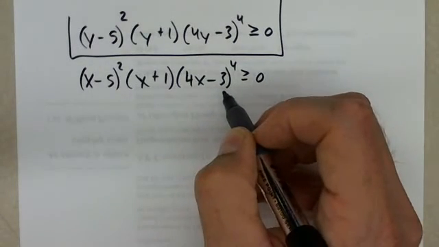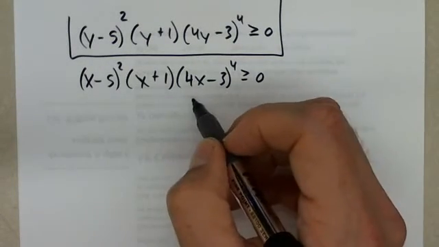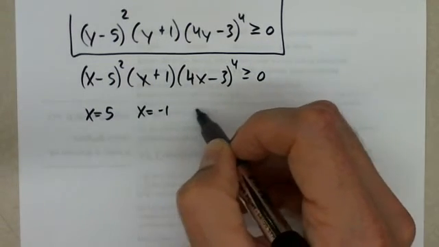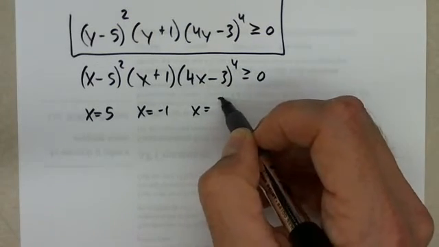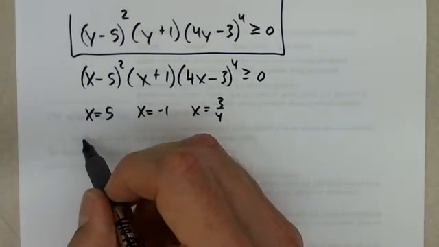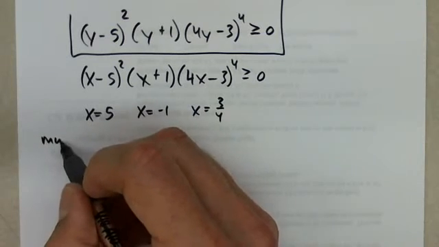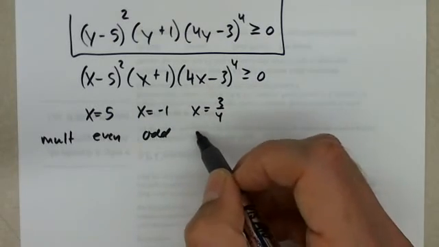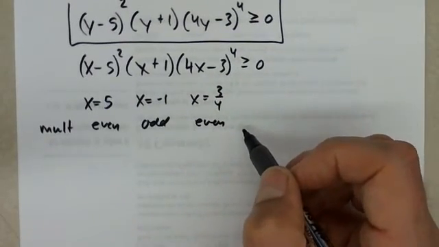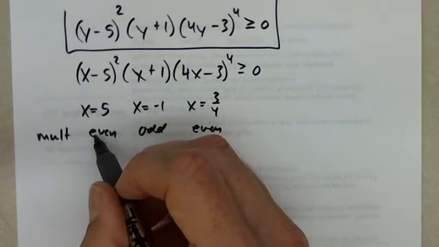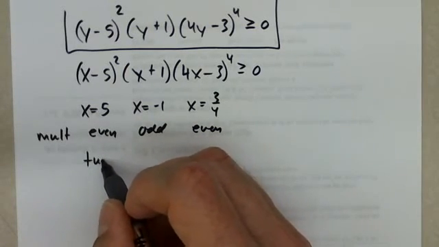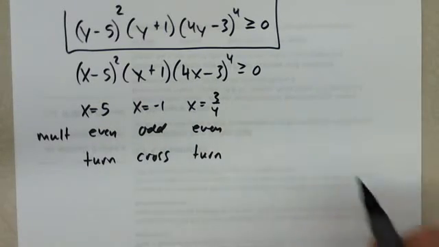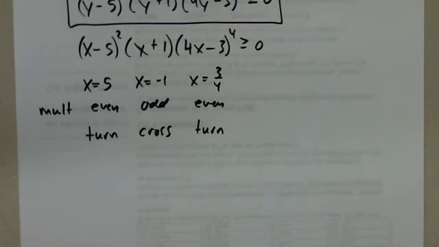All right. Well, we already have it factored. So now we can think of the zeros as 5, negative 1, and 3/4. Those are zeros. Then we look for the multiplicity: it is even, odd, and even. And then we look at the behavior: on an even multiplicity it turns, odd it crosses, even it turns. So that'll help us graph.